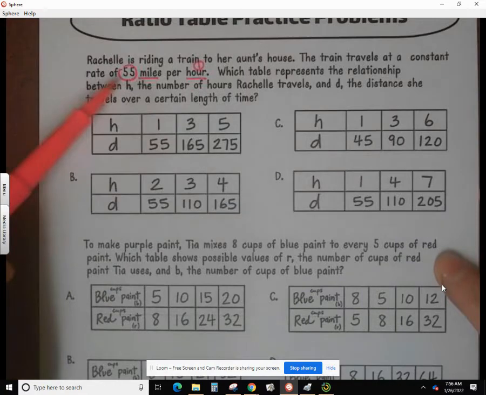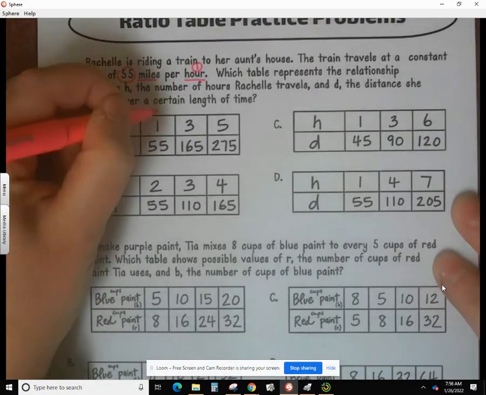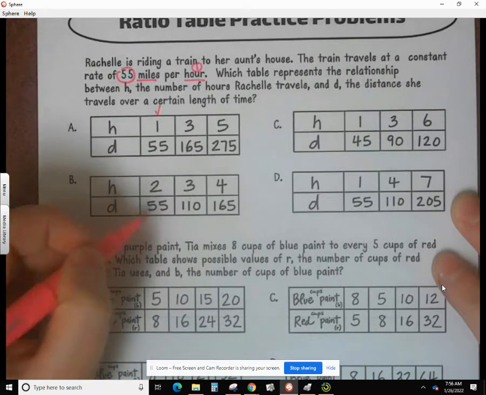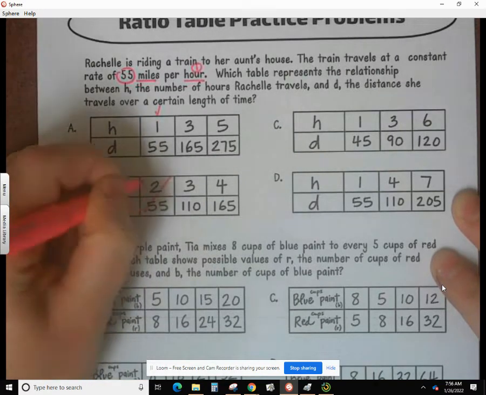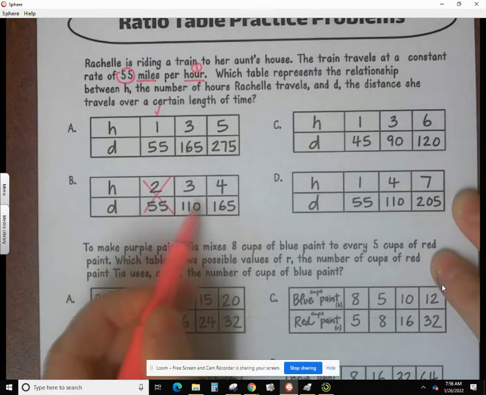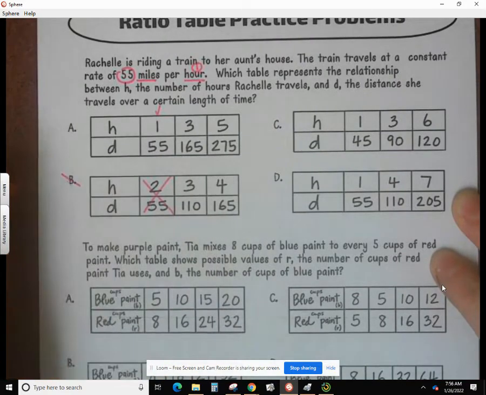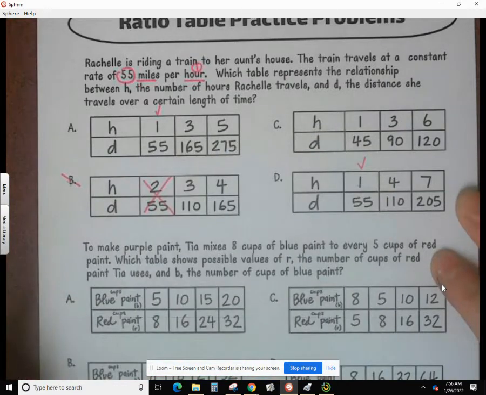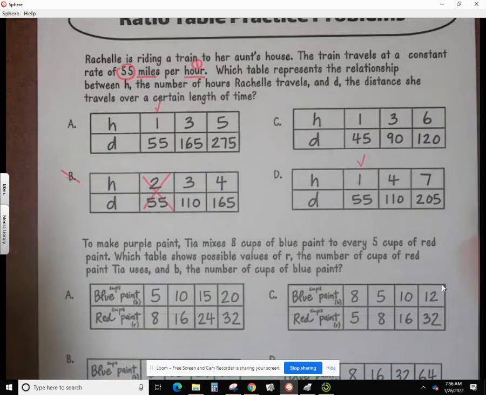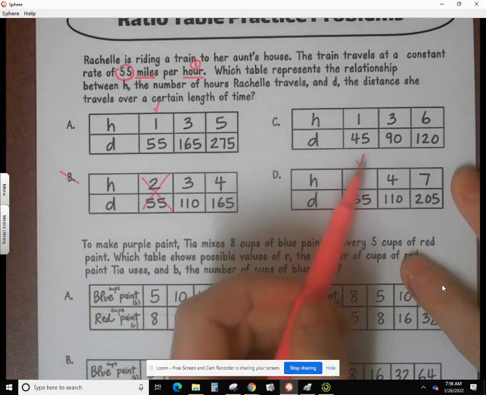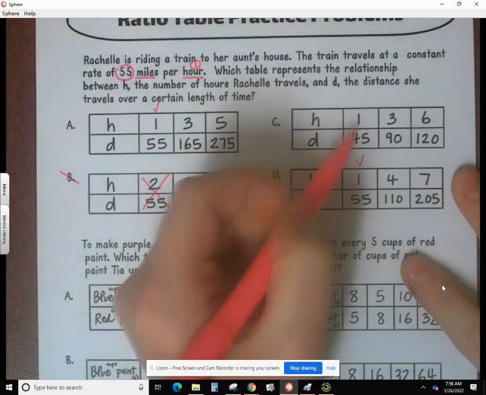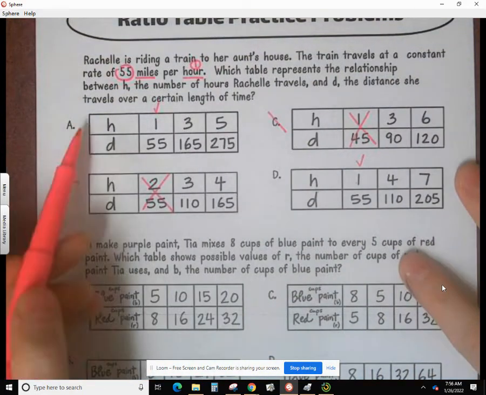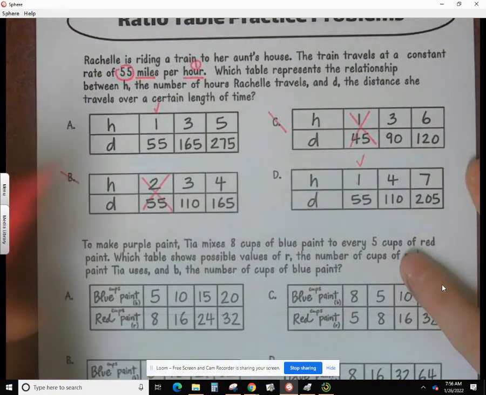So 1 hour is 55 miles. So this right here looks good. 1 hour, 55 miles. On B, it says 2 hours and 55 miles. So that's not right. So it doesn't even matter. I'm not going to look at the rest of them because I know that's not right. D also has 1 hour and then 55 miles. I think I said minutes a minute ago, but that's miles. And then this one has 1 hour and 45 miles. So that's wrong. So I'm going to get rid of that one. Okay, so now it's between A and D.